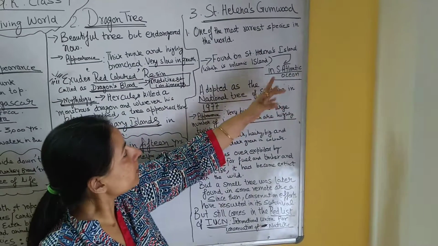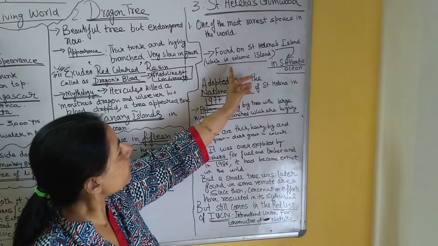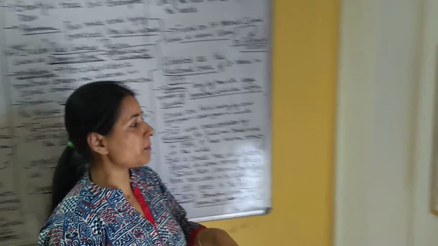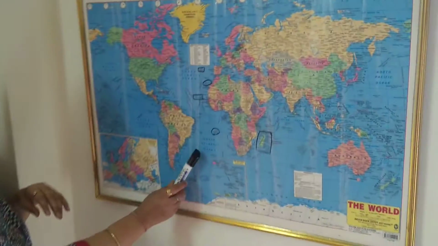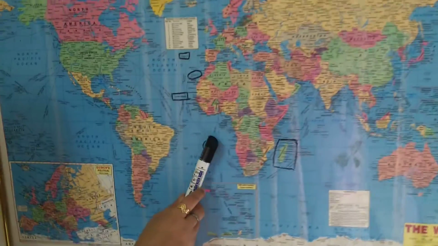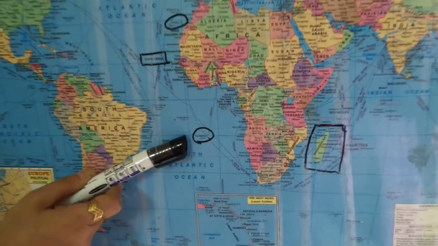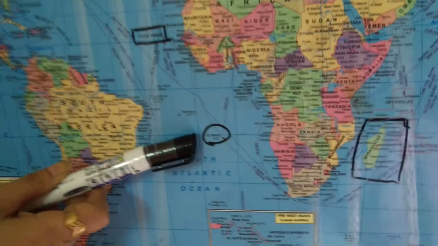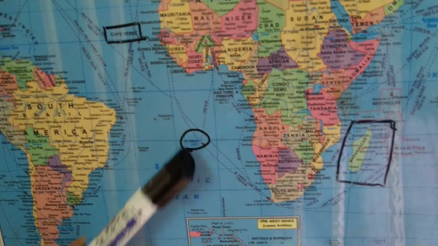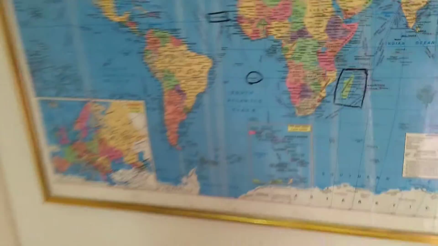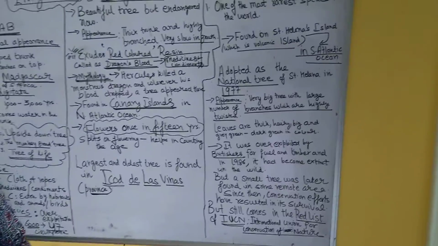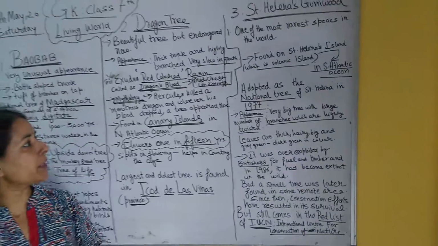I will show you the location of these islands. Moving towards the map, this is the South Atlantic Ocean, and we have St. Helena. It is a colony of Britain. These islands are present in the South Atlantic Ocean, and they are a colony of Britain.